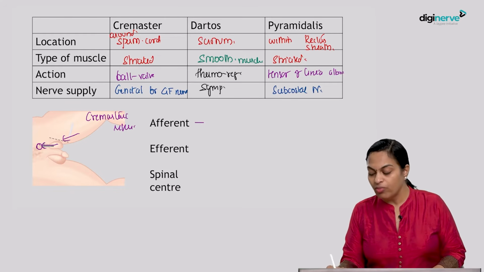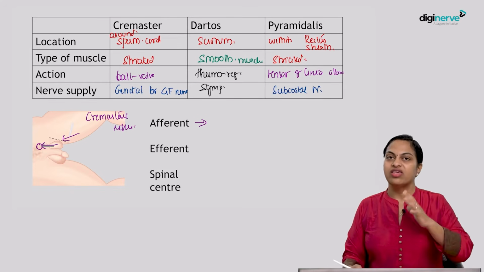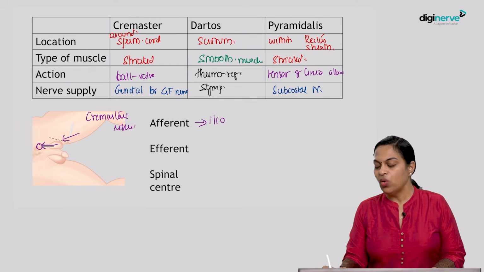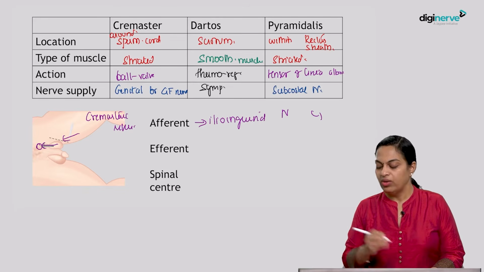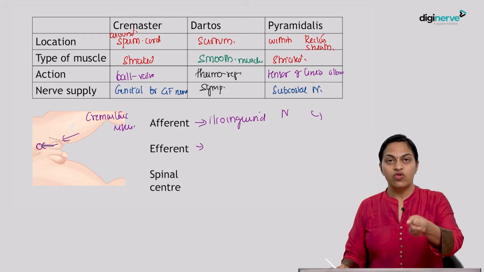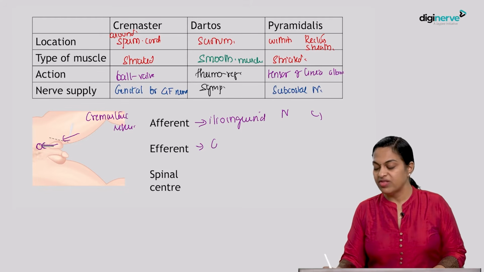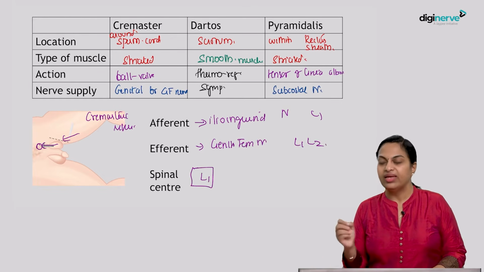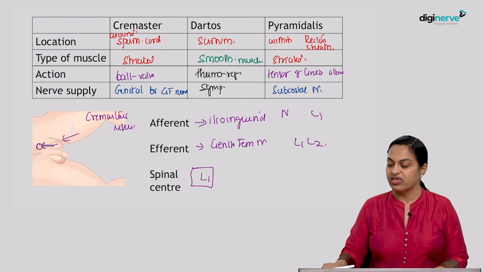The afferent component for it, the sensation from the upper part of the medial side of the thigh, is carried by the ilioinguinal nerve with the root value L1. Efferent, the nerve responsible for the movement of the cremaster muscle, is the genitofemoral nerve, with the root value L1, L2. The spinal center is mainly L1 for the cremasteric reflex.